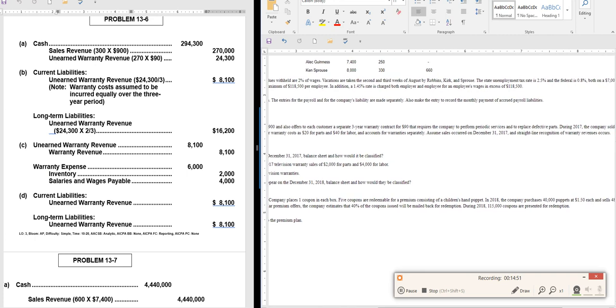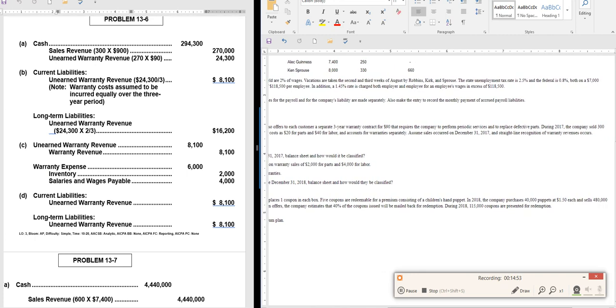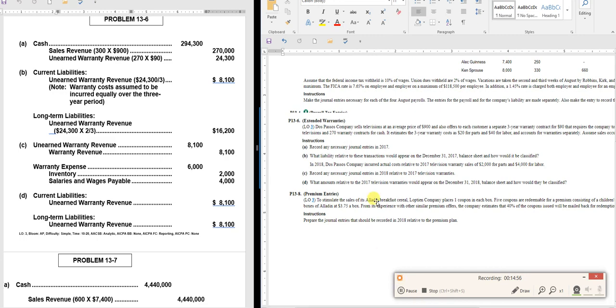During 2017, the company sold 300 televisions and 270 warranty contracts. So my sales revenue is 300 times 900 because I sold 300 of the TVs, but only 200 of the warranty. And under the warranty, you cannot earn it until time has passed when you incur the warranty cost. And so let's see, 3-year warranty contract. So I'm going to earn 1 year at a time for 3 years.